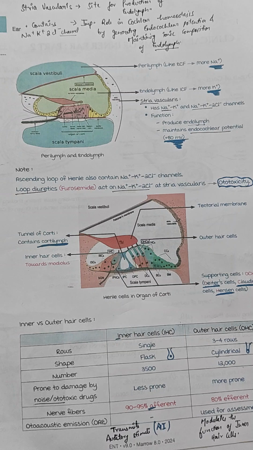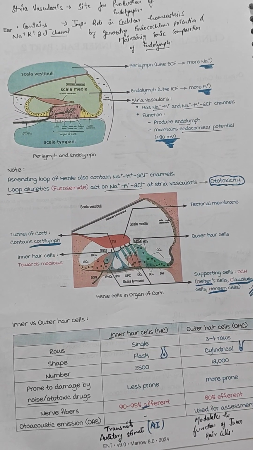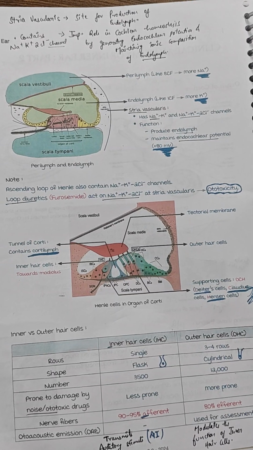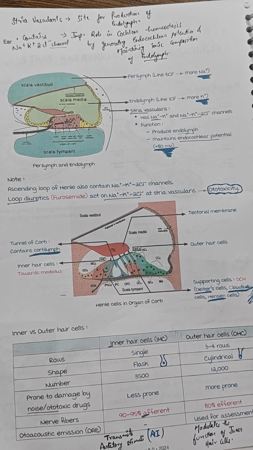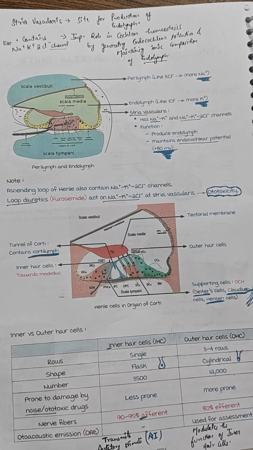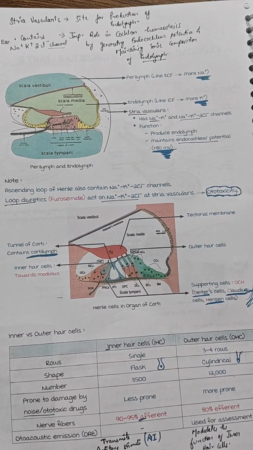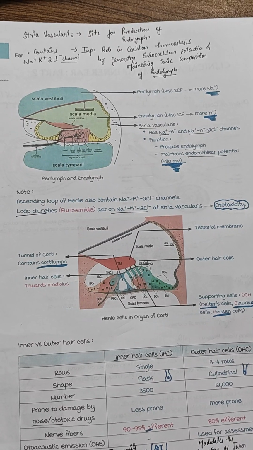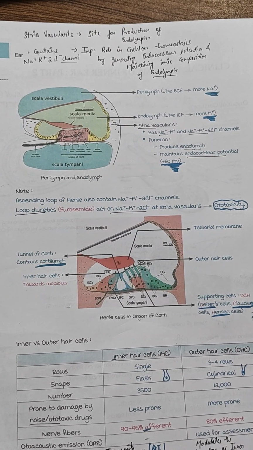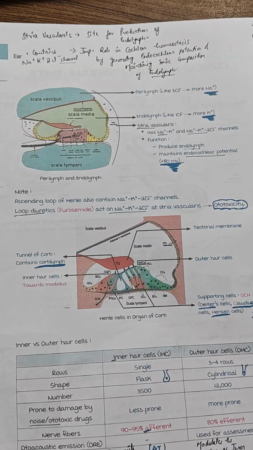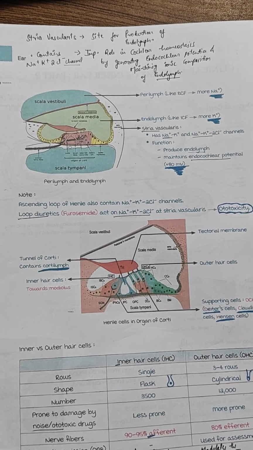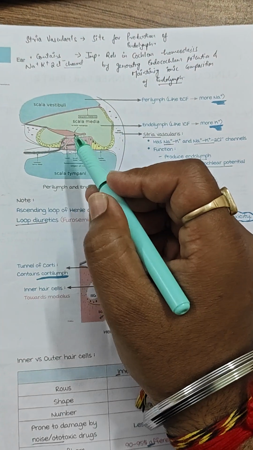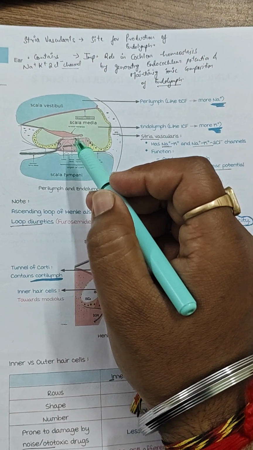Now, as you can see in the organ of Corti, there are hair cells, some supporting cells, and the tunnel of Corti. There are inner hair cells and outer hair cells. The two types of hair cells in the organ of Corti, the inner and the outer, project into a membrane which is known as the tectorial membrane. As you can see here, this one is the tectorial membrane.